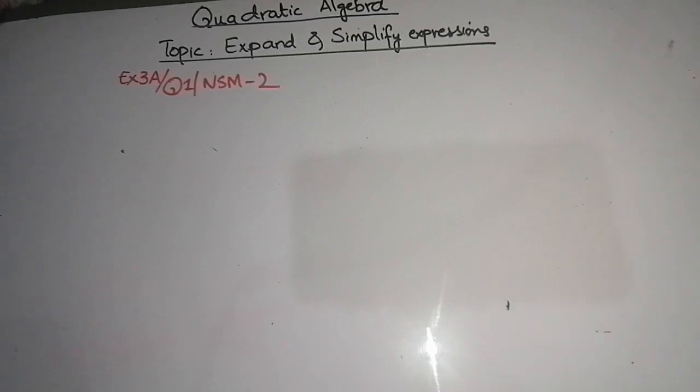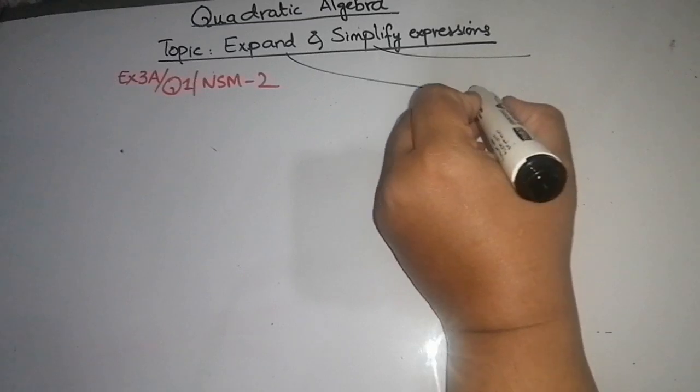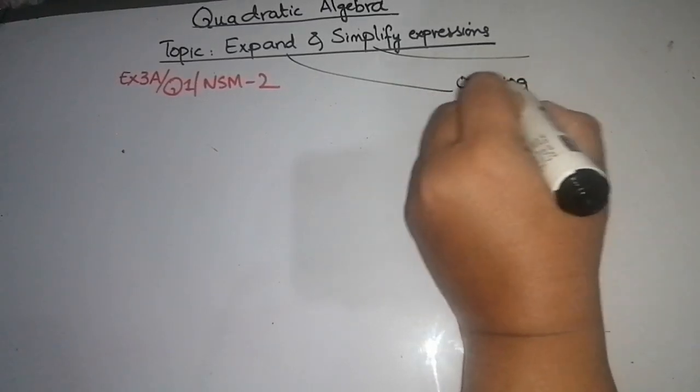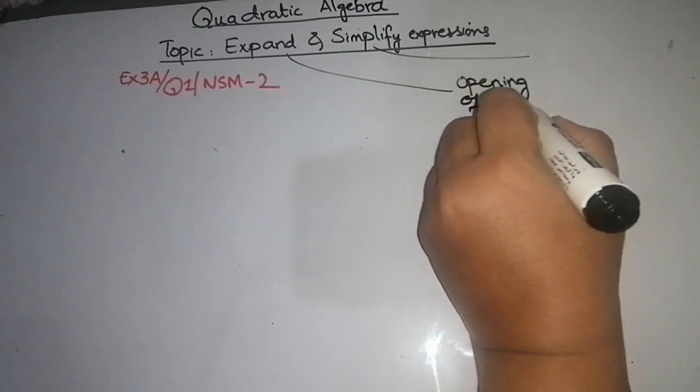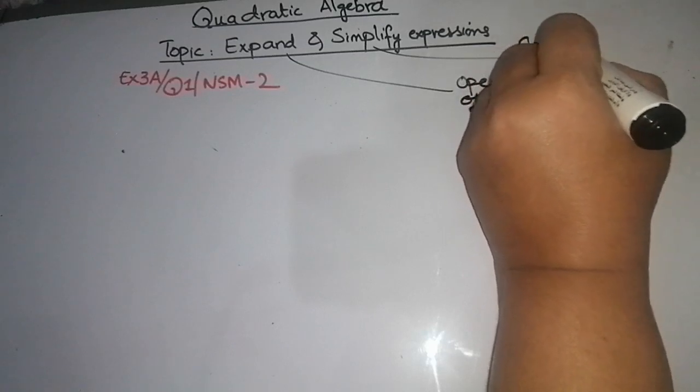There are a total of 6 parts in this question. Let me tell you how we are going to solve it. You already know that expand is opening of bracket, and simplify means combining the like terms. So there are two words in this topic: expand and simplify. Expand means opening of bracket, and simplify means combine the like terms.